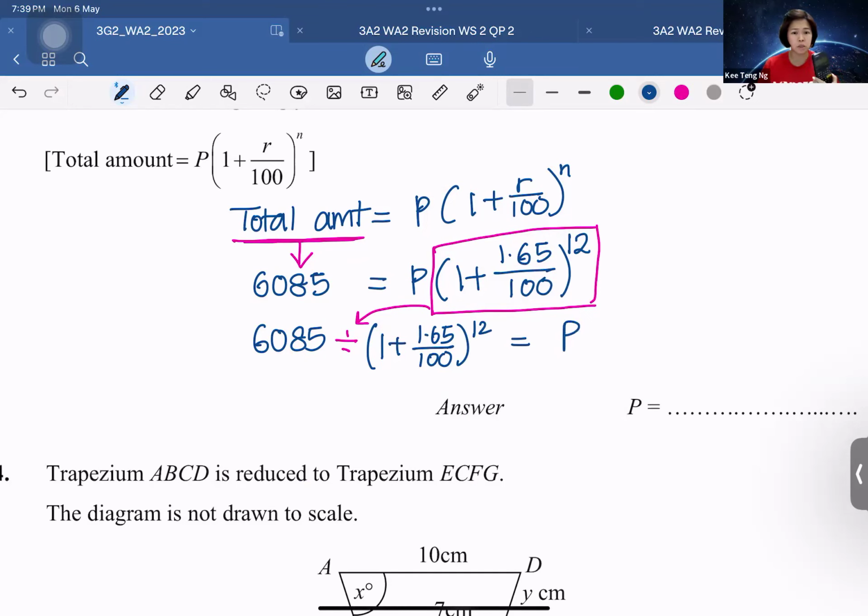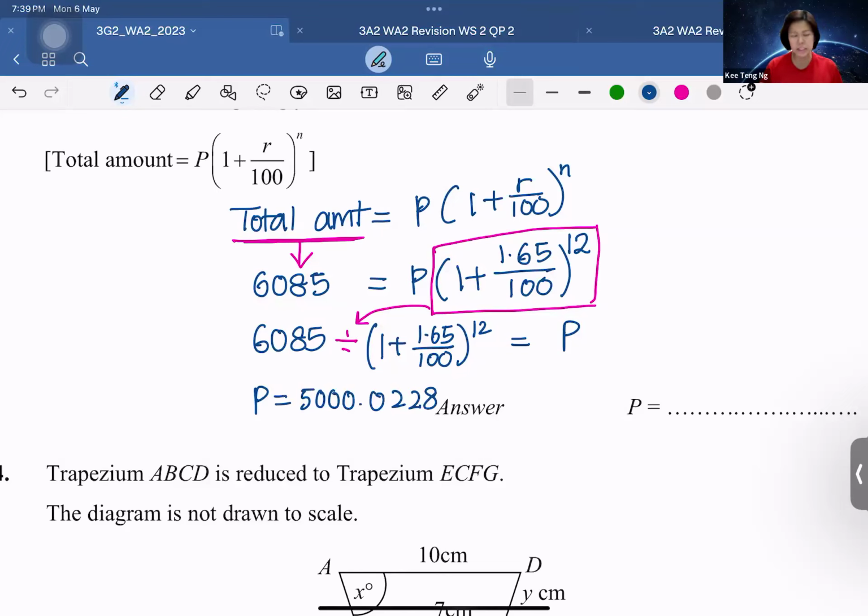So now key into your calculator. You all know how to use your calculator to find the power, right? Bracket 1 plus 1.65, put as fraction over 100. Power, so choose the one X with the box. Power 12. Then from here, you get in your calculator directly the answer. P will be equal to 5,000.0228.